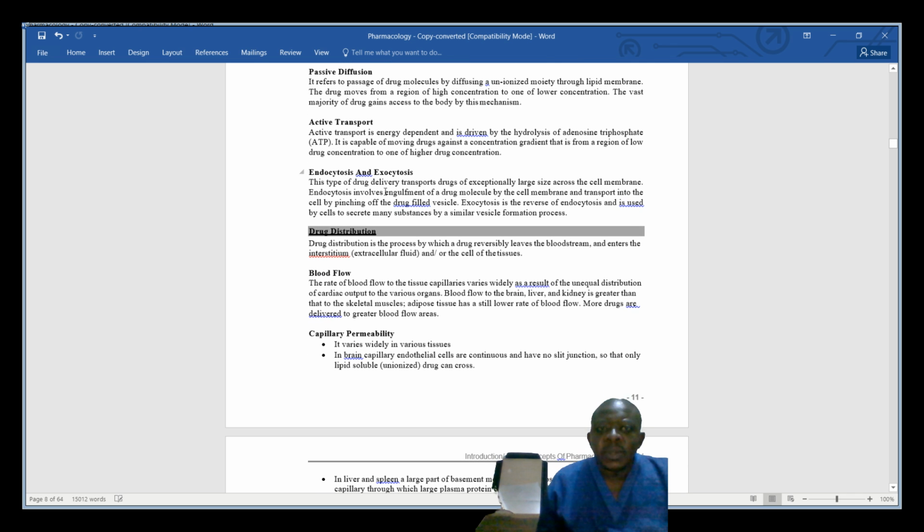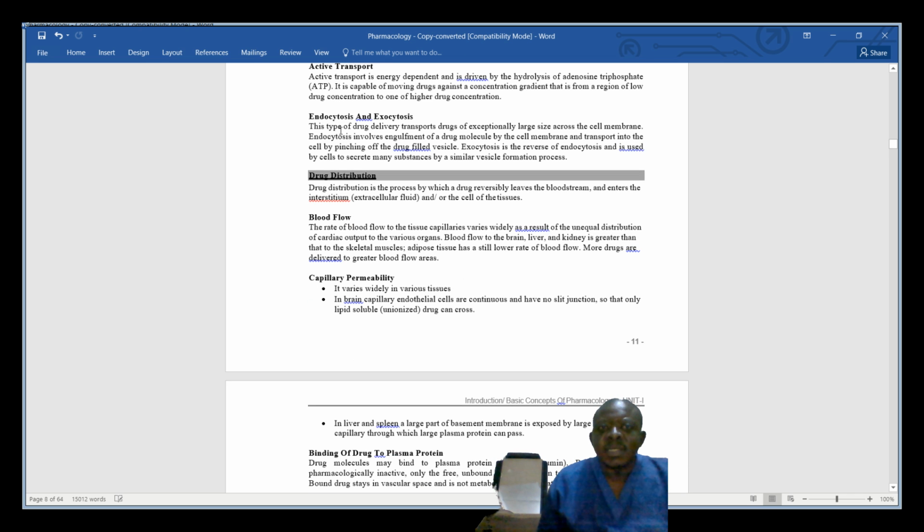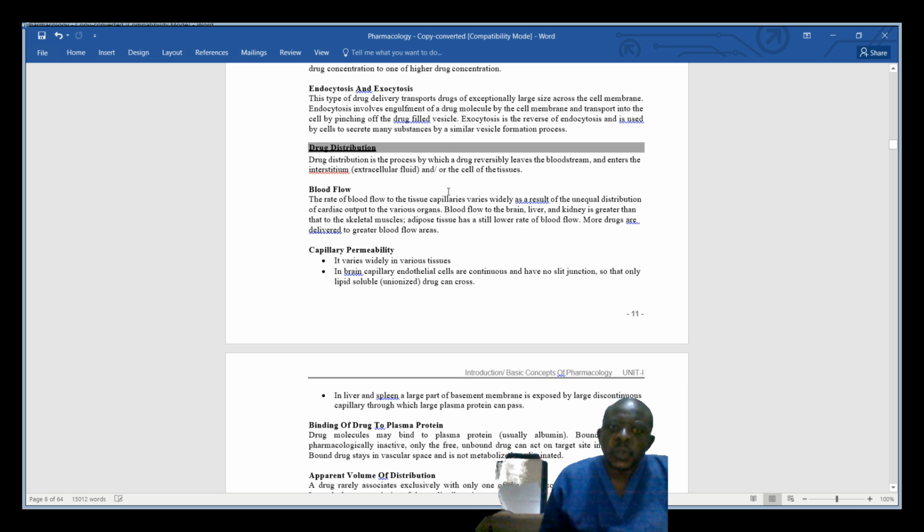Then we talked about endocytosis, which is invagination of the cell in order for it to take in a big drug molecule so that it can enter the vacuole of the cell and then be used by the body. Then exocytosis, which is the reverse of endocytosis, and is used by cells to secrete many substances through a similar vesicular process.